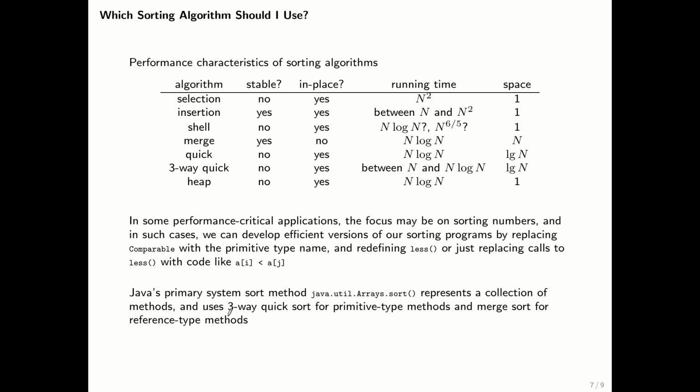Well, it turns out that it uses three-way quicksort for primitive type methods. So for sort methods inside of Arrays that take primitive types as arguments, it implements three-way quicksort, which is this guy here, that we have seen before. And then for reference type methods, meaning for sort that takes a reference type as an argument, it does merge sort, which we've also seen. So that's this guy here. So that's what Java does. It uses three-way quicksort for primitive type methods, and it uses merge sort for reference type methods.